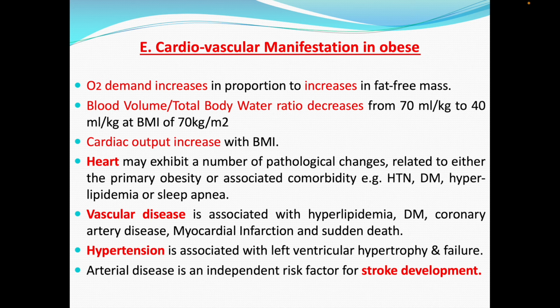Normally we have 70 ml per kg blood volume, which becomes 5 liters in a 70 kg person. But if the patient is 100 kg, it is less than 5 liters of blood in the 100 kg patient. So the blood volume to total body water ratio is decreased. Cardiac output increases with BMI. The heart may exhibit a number of pathological changes related to obesity, as we discussed.